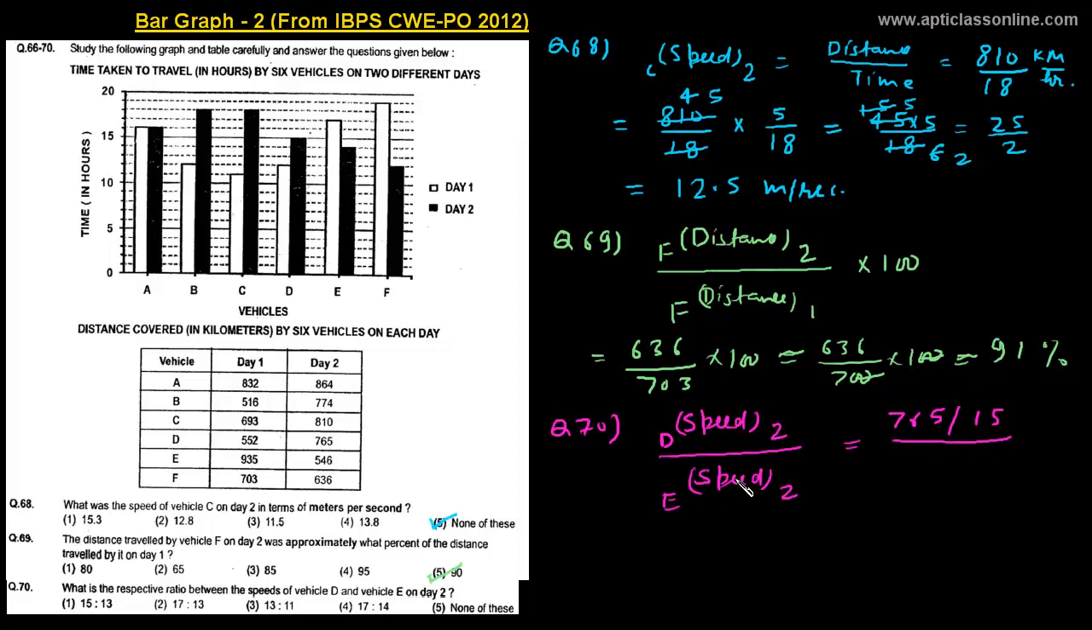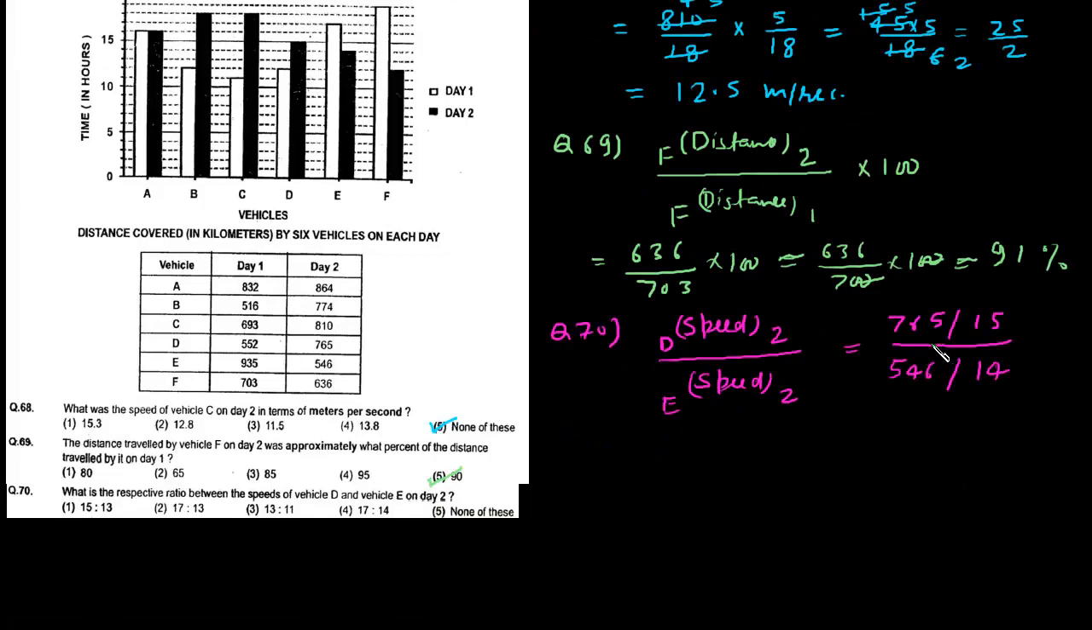To calculate the speed of E on day 2, the distance traveled by E on day 2 is 546. 546 divided by the time taken to travel this distance, E on day 2, that is 1 less than 15, that is 14. So this is the ratio. We can simplify this as 765 by 15 into 14 by 546.